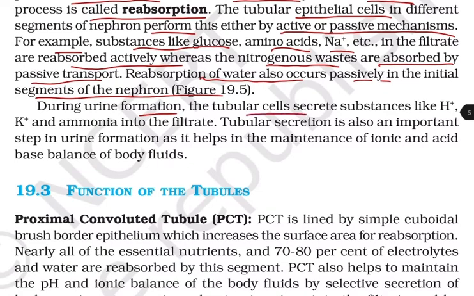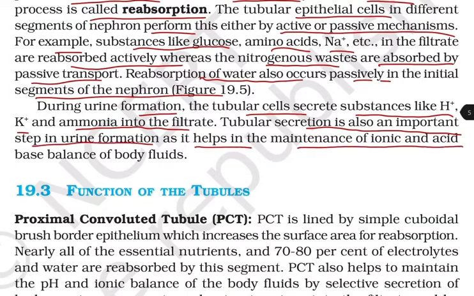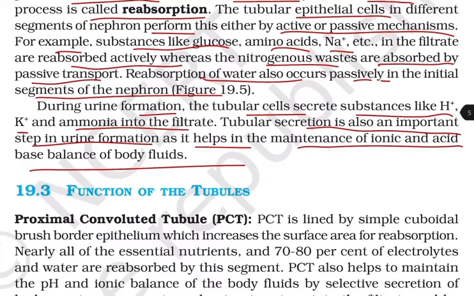During urine formation, the tubular cells secrete substances like H+, K+, and ammonia into the filtrate. Tubular secretion is also an important step in urine formation as it helps in the maintenance of ionic and acid-base balance of the fluid.